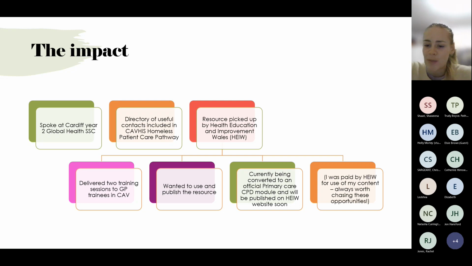Other things that have happened with this project going forward: myself and Anna, the other student, were invited to speak at the Year 2 Global Health SSC about health inequalities and inclusion health, and Anna was able to share her resource that she created with those Year 2 students. That module is now included in that SSC every year, and is being put into our Vulnerable Patients Week that we do in our 3rd year. For myself, the most exciting thing is that Dr. Jones was able to share my resource with Health Education and Improvement for Wales, or HEIW, which is the body that coordinates all the training programmes within Cardiff and Vale Health Board.